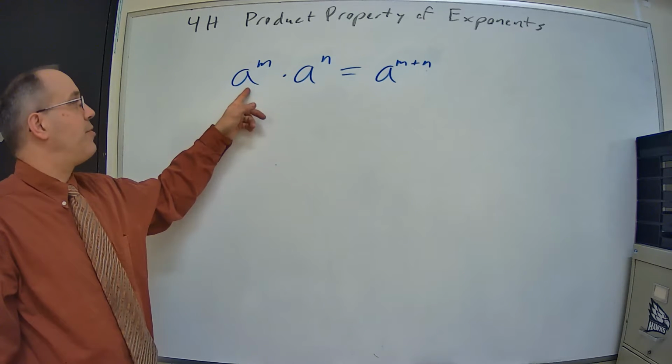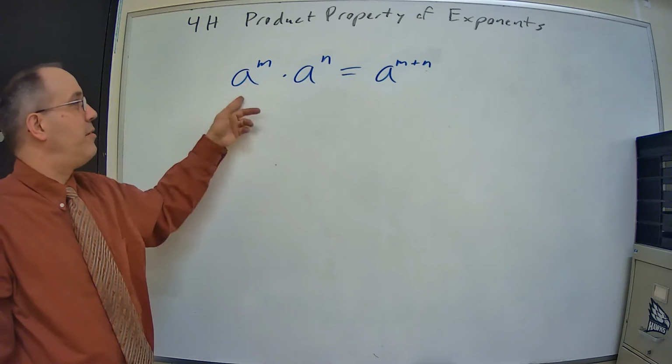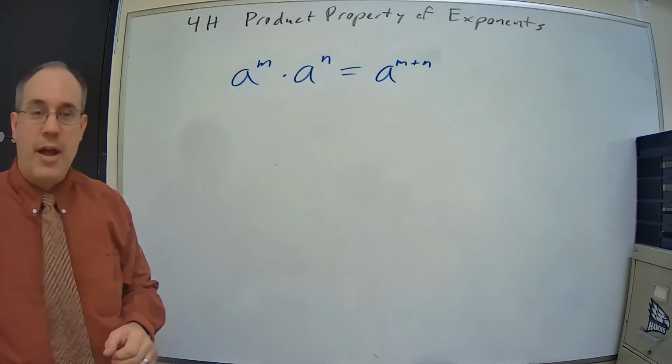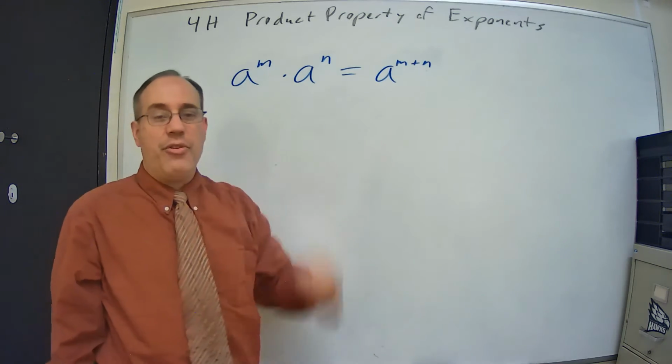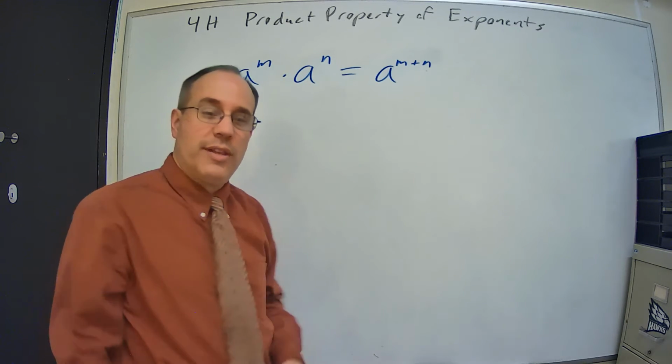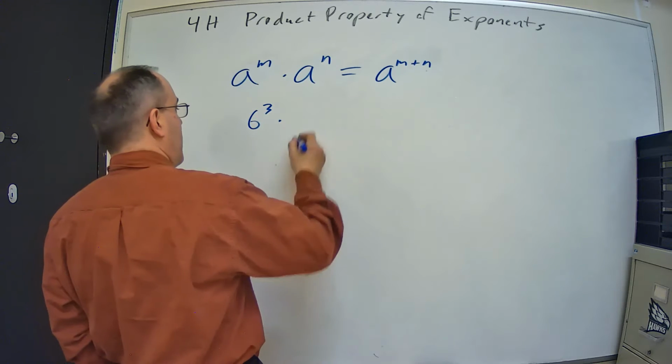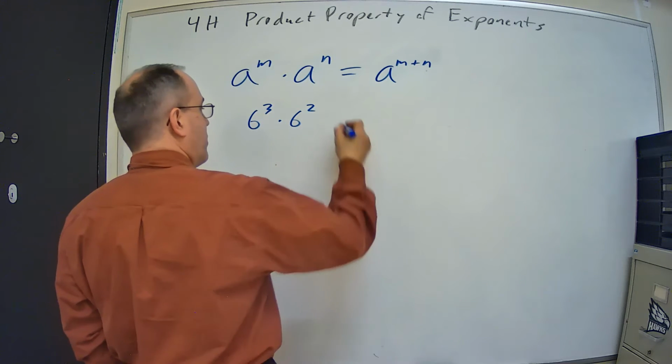So if you have something raised to a certain power with an exponent multiplied by that same thing raised to another power, you just add those powers together. Well, let's look at an example of that. What if I have 6 cubed times 6 squared?